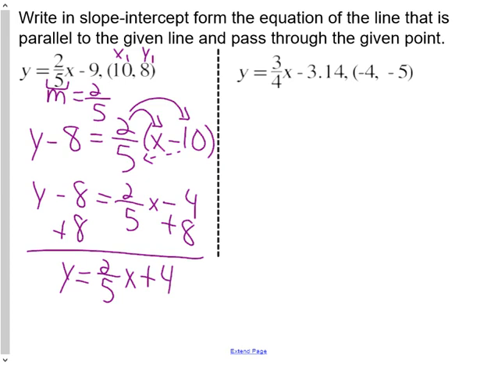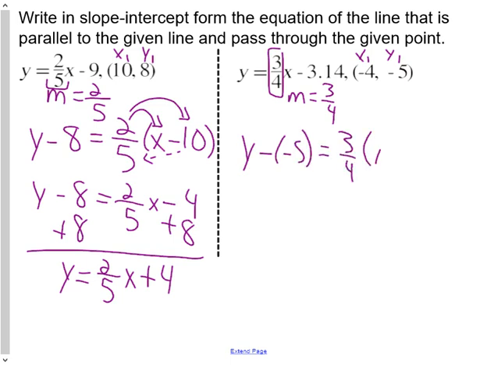Next one, y is 3/4 x minus 3.14 at the point negative 4, negative 5. Doesn't hurt to label it as x1, y1. Again, just grabbing the 3/4. We don't have a minus sign, so we've got m is 3/4. And we're going to plug it in. Y minus negative 5 equals 3/4 x minus negative 4. Our double negatives will cancel. Plus, plus, and now we're ready to multiply.